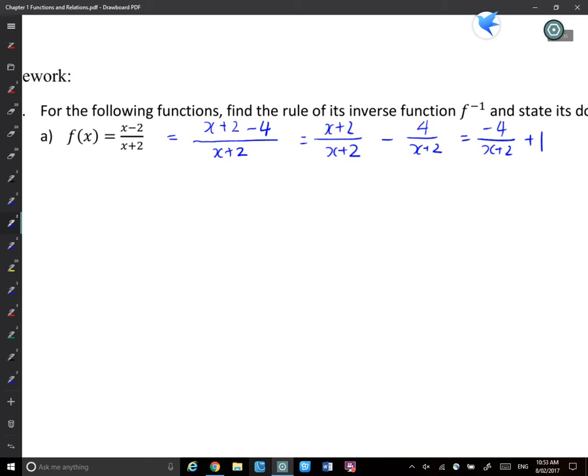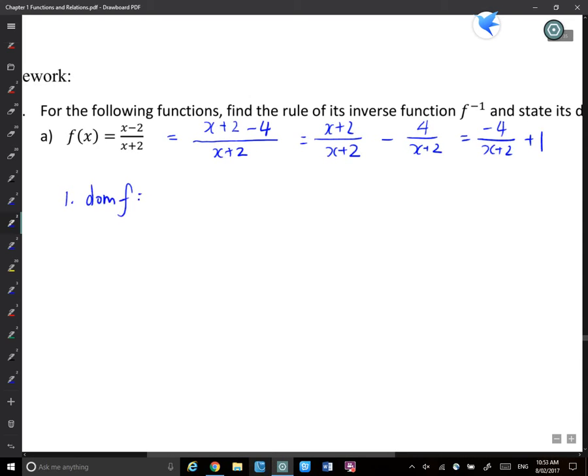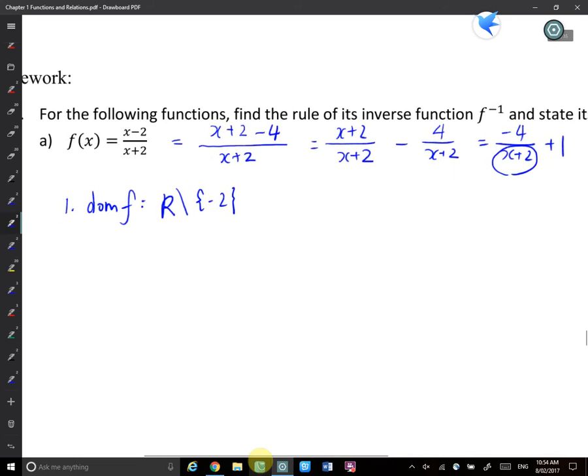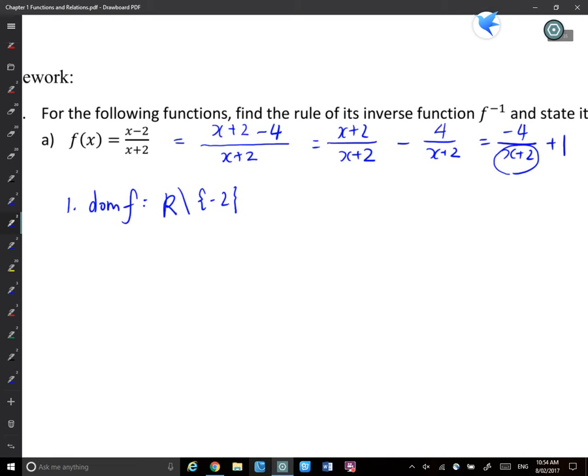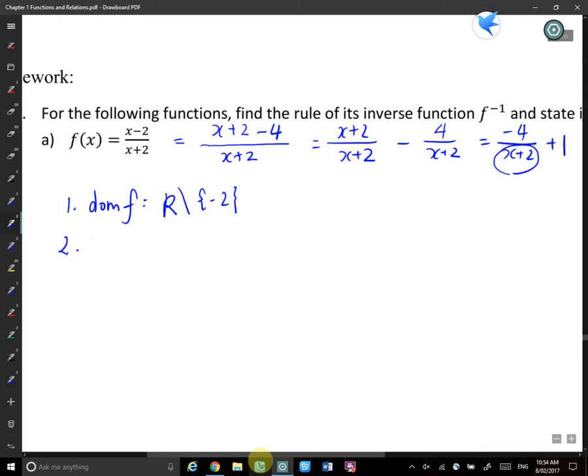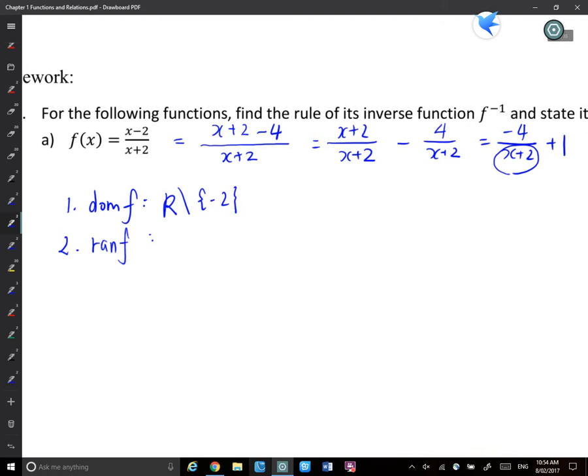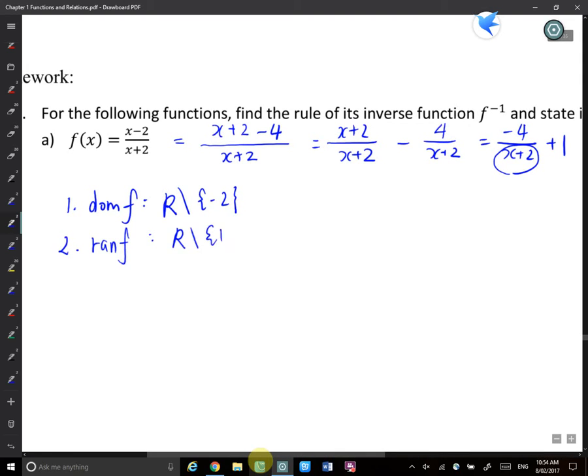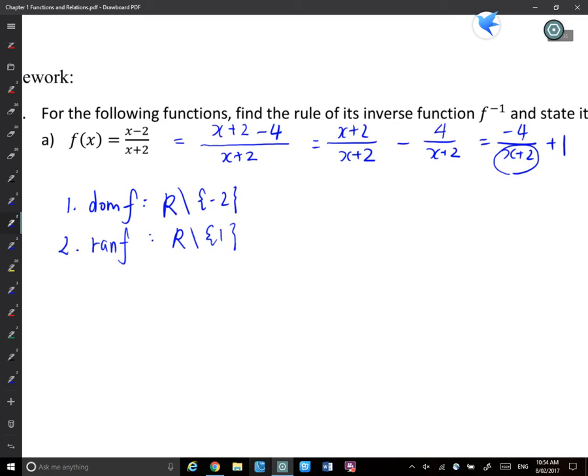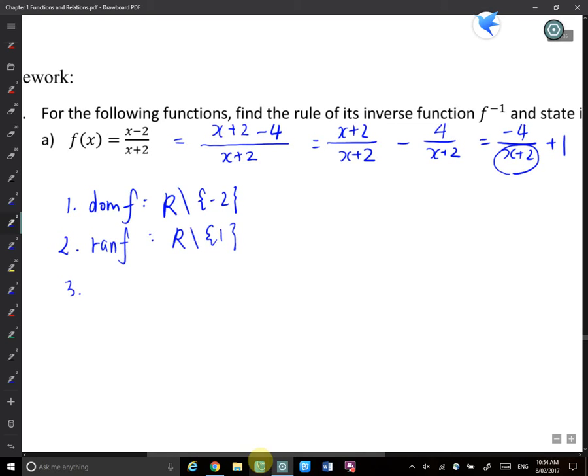Okay, so now you can see that's a hyperbola function, and we can talk about the domain for f. The domain for f is R except negative 2, R except the value that makes your denominator become 0. If x equals negative 2, the denominator will be 0, so you don't want 0. You need R except negative 2. Number 2, what is the range for f? The range cannot take the constant, which is the 1. So I don't need the graph, I can directly see the domain and range. Number 3, I change the position of x and y.